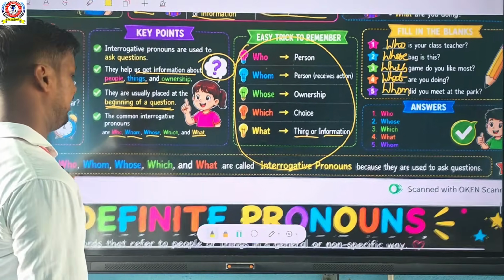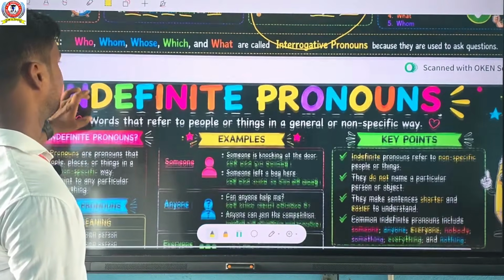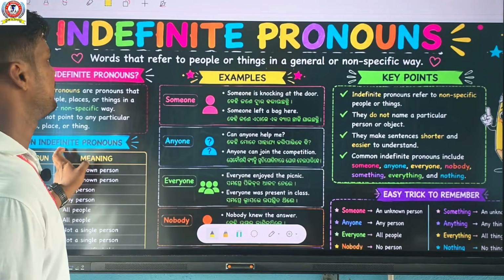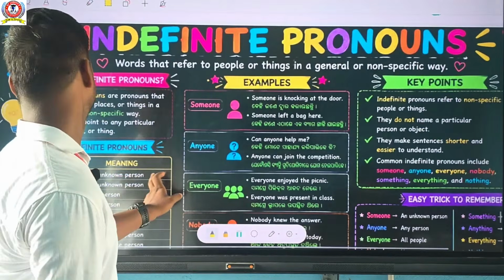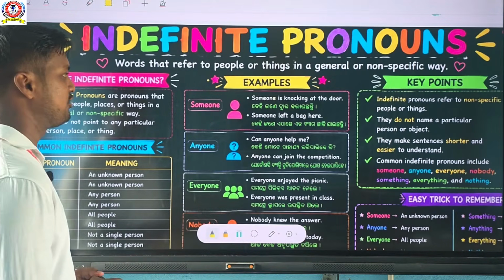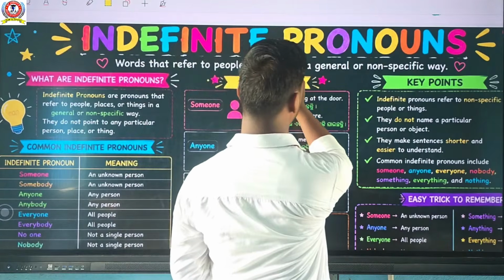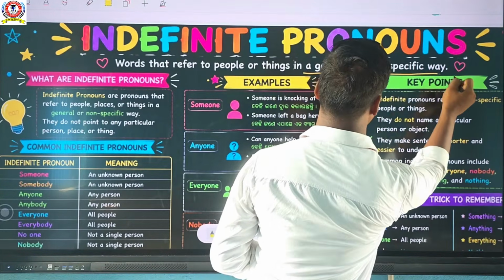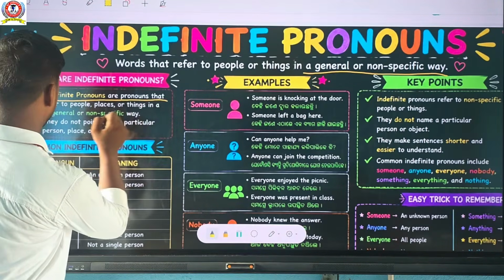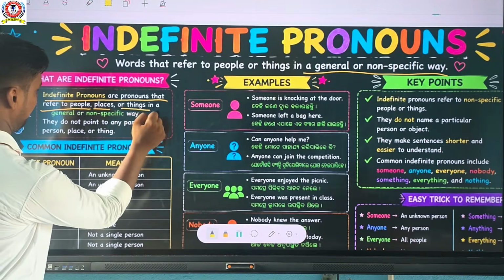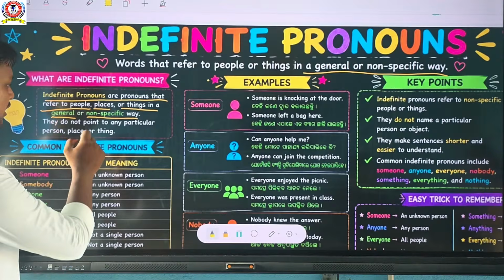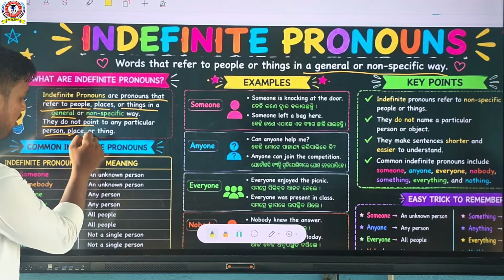Very good. Then our next topic is about indefinite pronouns. So what are indefinite pronouns? Indefinite pronouns are the pronouns that refer to people, places, or things in a general or non-specific way. They do not point to any particular person, place, or thing.